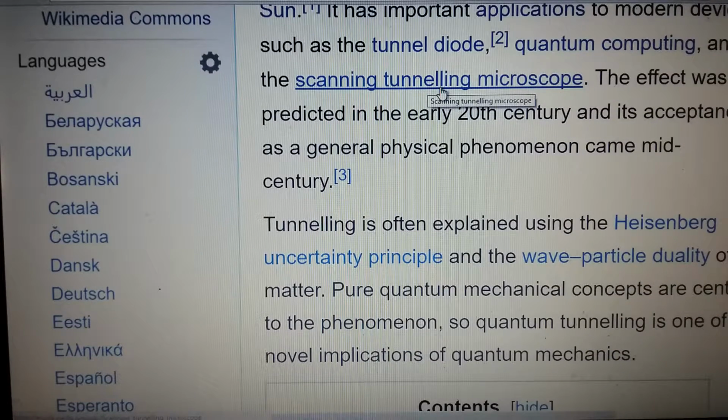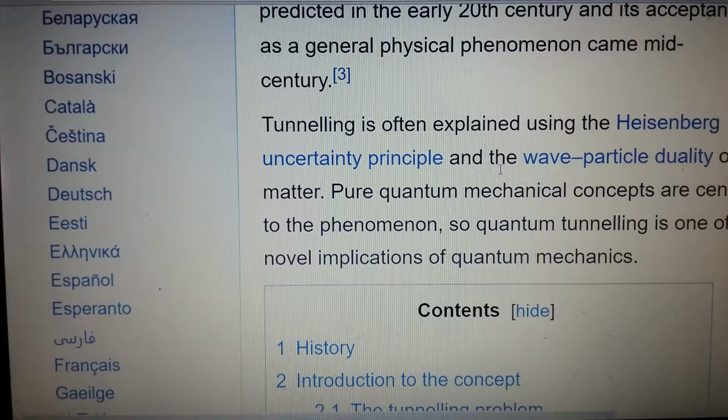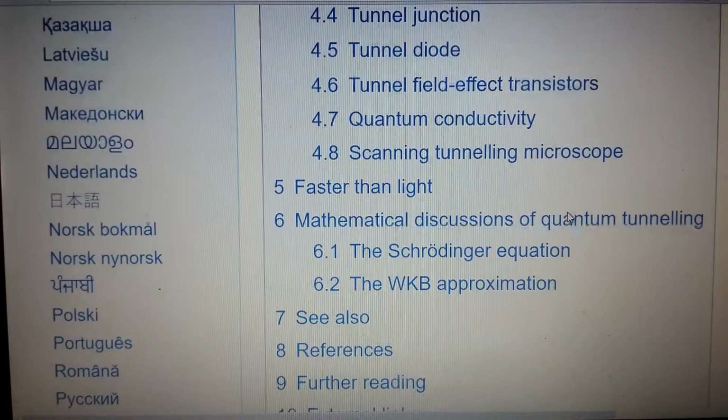Tunneling is often explained using the Heisenberg uncertainty principle and the wave-particle duality of matter. Pure quantum mechanical concepts are central to the phenomenon, so quantum tunneling is one of the notable implications of quantum mechanics.